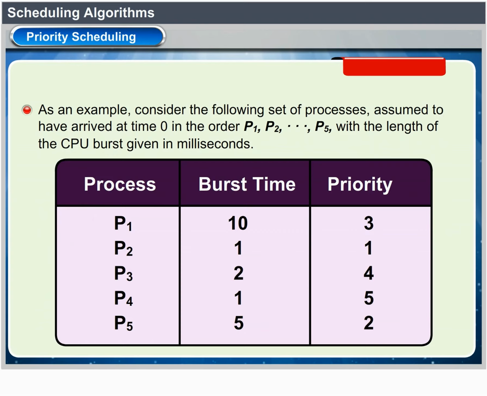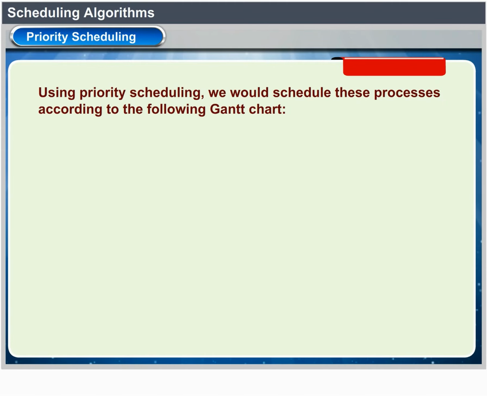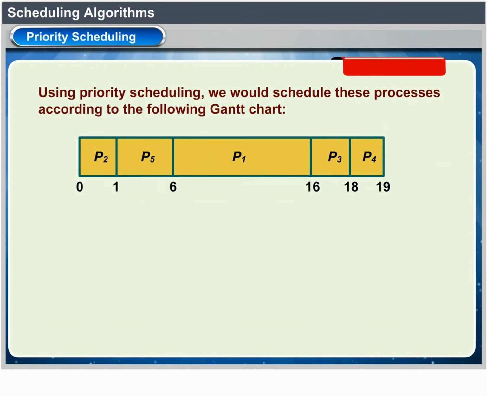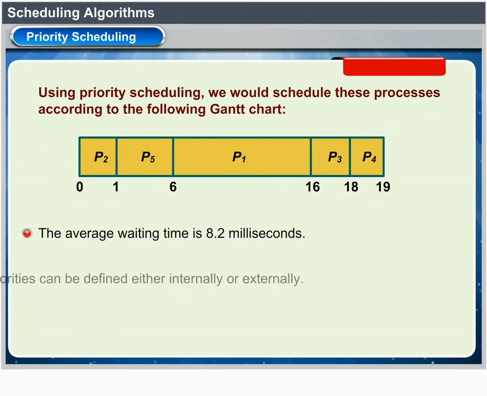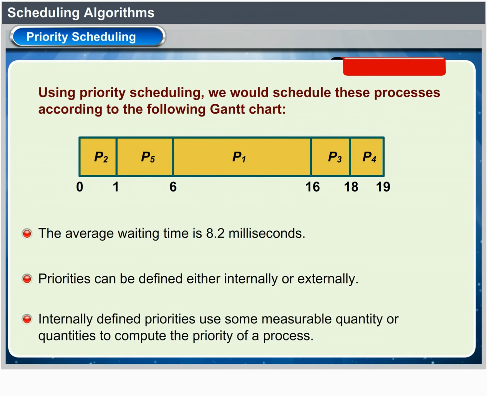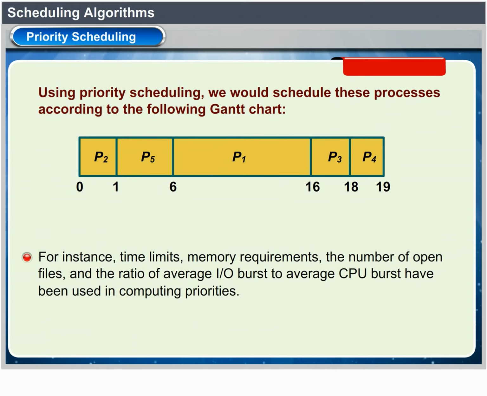Using priority scheduling, we would schedule these processes according to the following Gantt chart. The average waiting time is 8.2 milliseconds. Priorities can be defined either internally or externally. Internally defined priorities use some measurable quantity or quantities to compute the priority of a process. For example, time limits, memory requirements, the number of open files, and the ratio of average input-output burst to average CPU burst have been used in computing priorities.